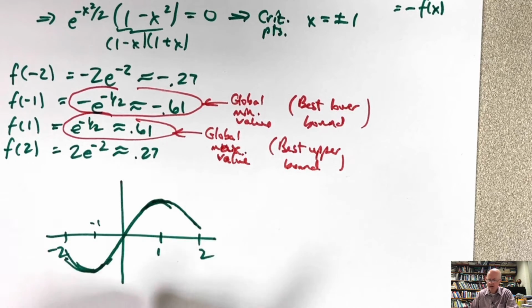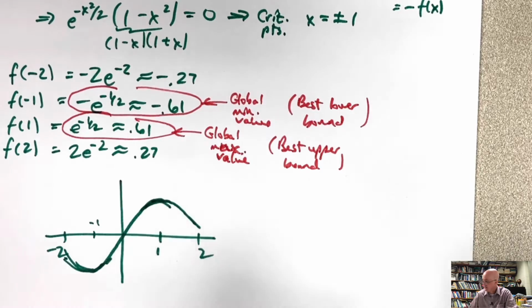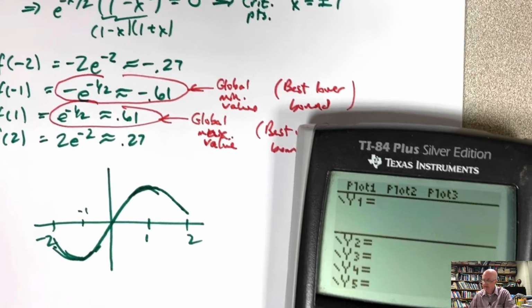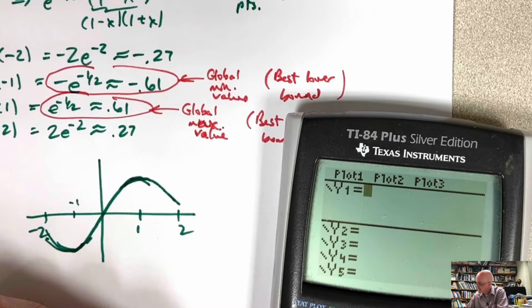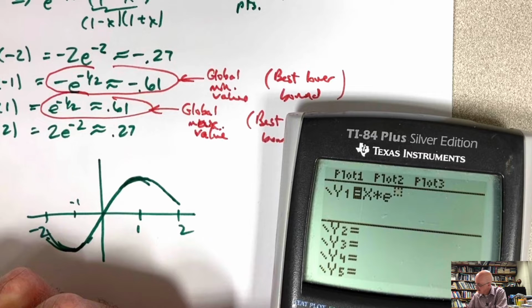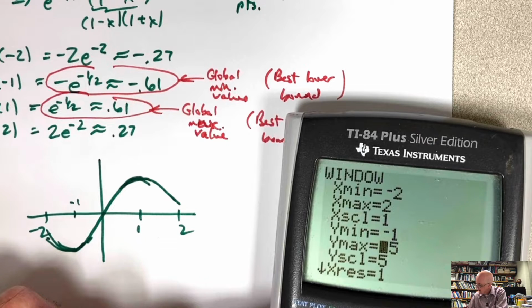Not worried too much about getting the concavity right. It's possible it changes from concave down to concave up over here. I think it probably does. But let's not really worry about that. Let's go ahead and use the calculator now to confirm this seems approximately right. x times e to the negative x squared all over 2. Window, x goes from negative 2 to 2. Y min, say negative 1. Y max, positive 1. Y scale, 0.1.